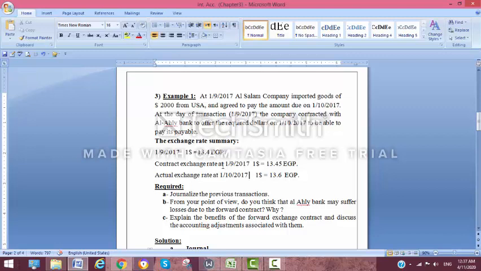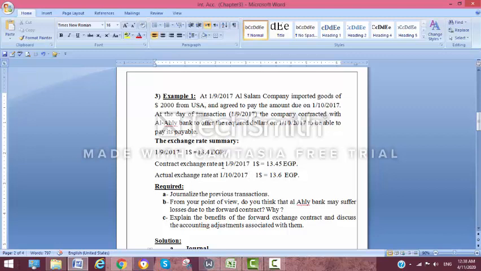Required: A. Journalize the entries for the previous transactions. B. From your point of view, do you think that the Ahli Bank may suffer losses due to the forward contract, and why? Explain the benefits of the forward exchange contract and discuss the accounting adjustment associated with them.